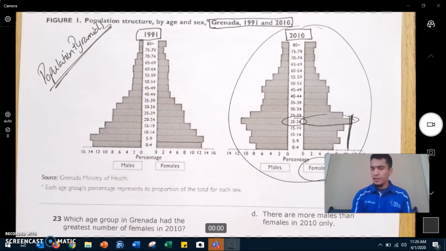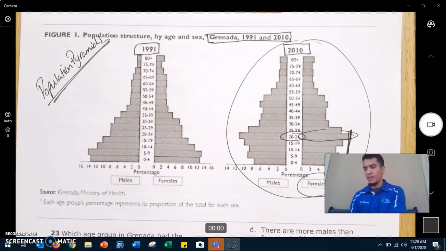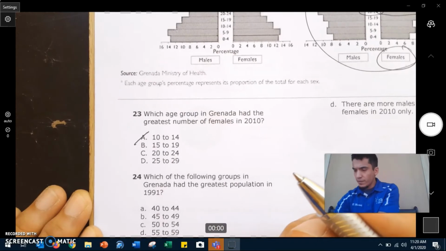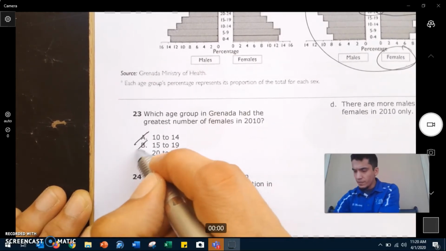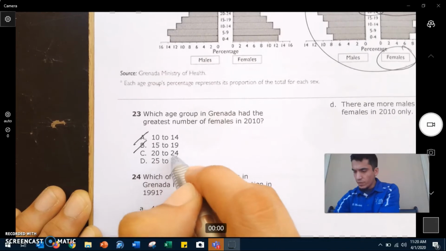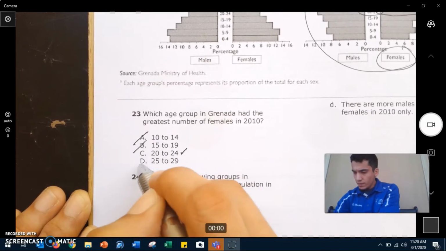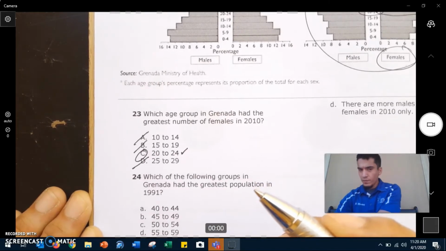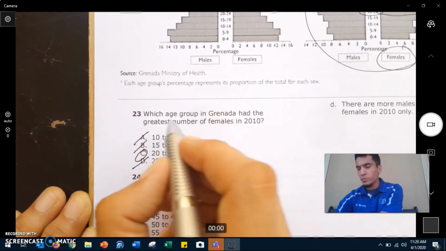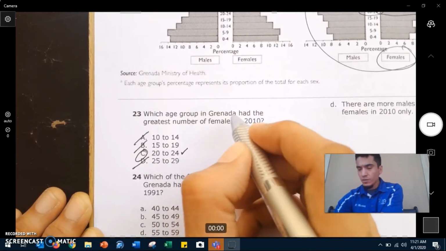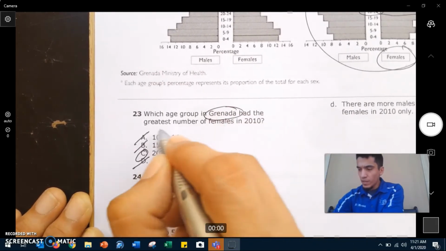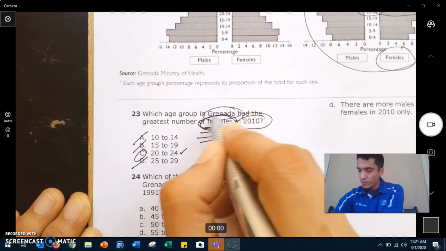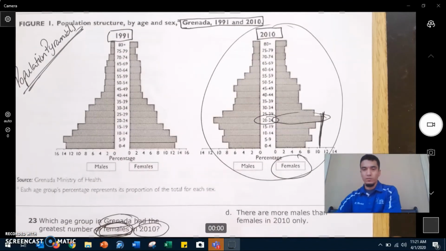So I'm going to go back to my answer choices and see if they match my answer. I see 10 to 14, that is incorrect. 15 to 19, incorrect. I see 20 to 24, that is correct. 25 to 29, incorrect. So the answer was letter C. I did a bad job of showing this, but make sure you are highlighting and annotating the question. It's asking about the country of focus and the year 2010. It's also asking about females, so you want to make sure that you looked at the right side of the chart.